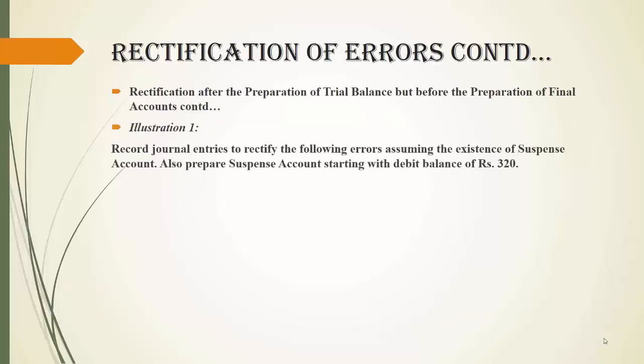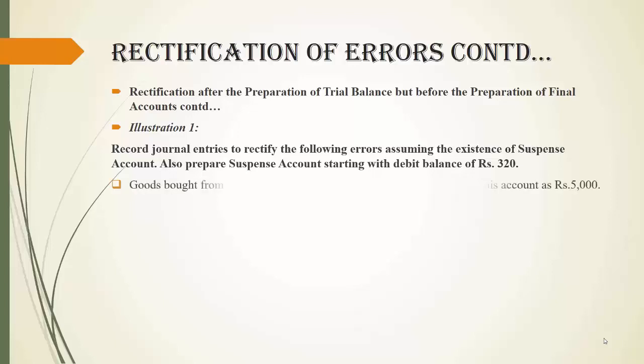Record journal entries to rectify the following errors assuming the existence of suspense account. Also prepare suspense account starting with debit balance of rupees 320. So first we have to rectify the error, then we have to prepare a suspense account which already has a debit balance of rupees 320.